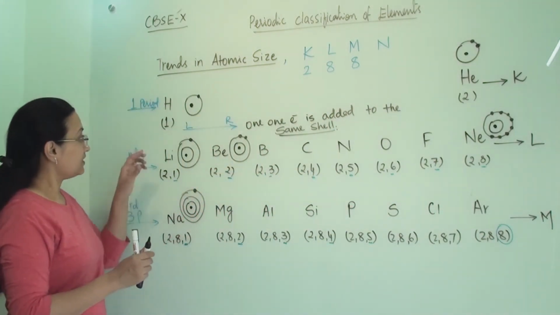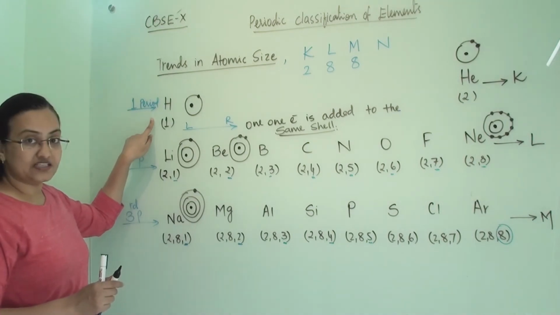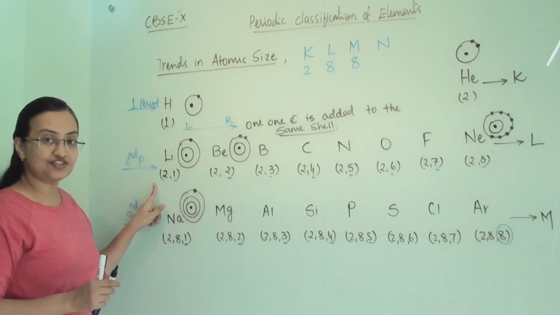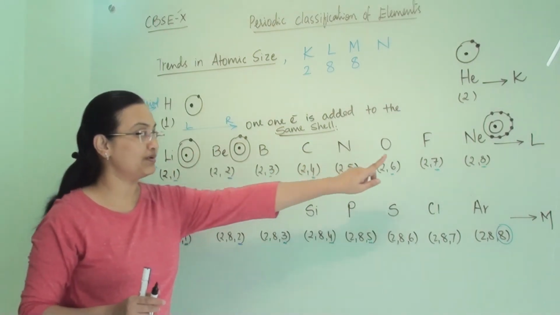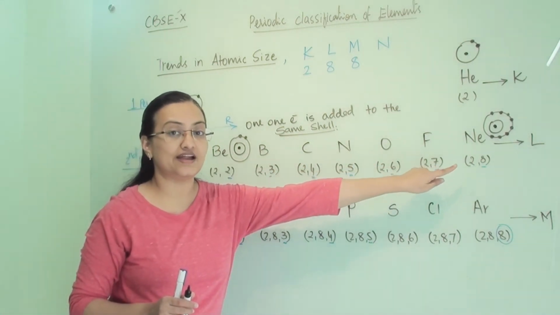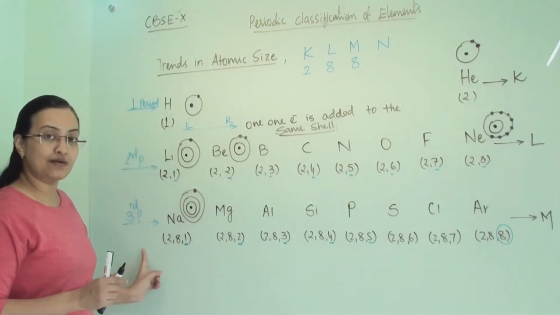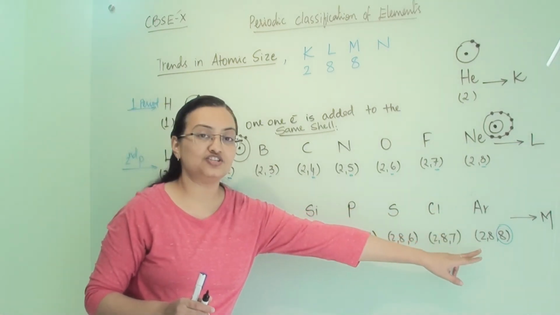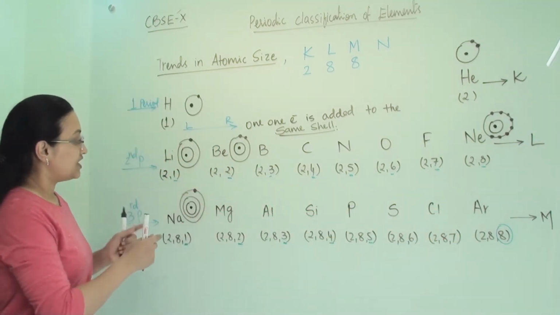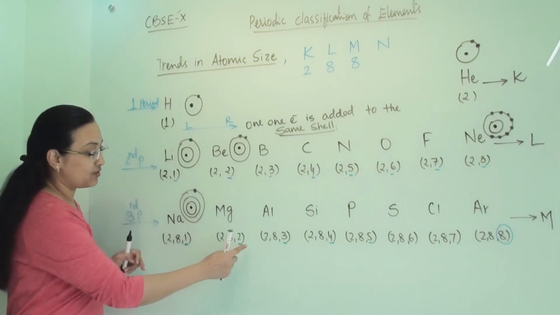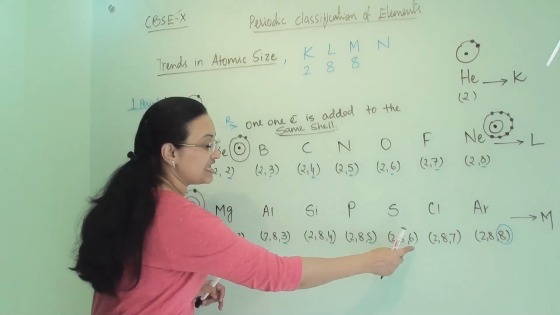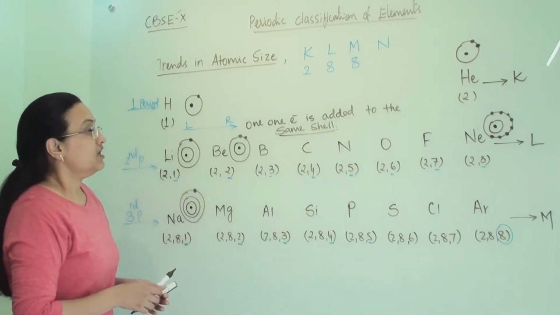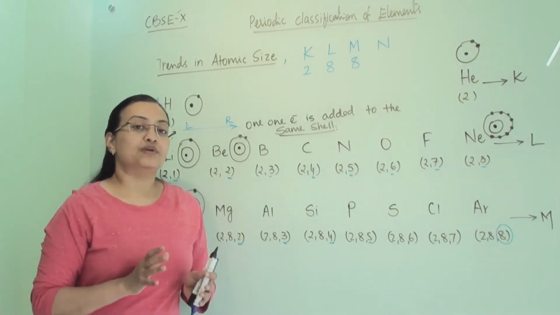So here the K shell has started, and it is completely filled with helium. Here the L shell has started, and that is completely filled once we reach the noble gas. And here the M shell has started, and the M shell is completely filled when we reach argon. So here also 1 electron is being added to the same shell as we are going from left to right.